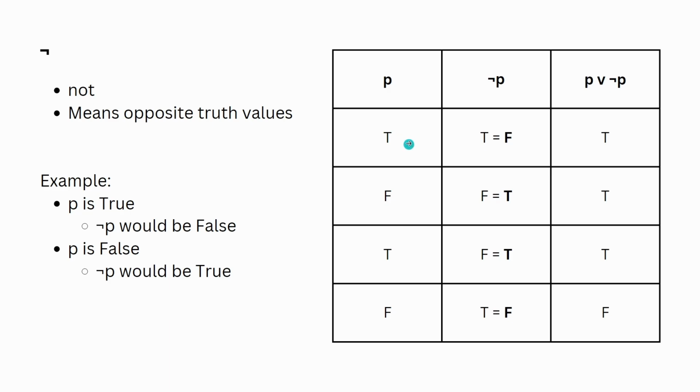So true and false will be true. P is false and not P is true, it will be true. P is true and not P is true, it will be true. P is false and not P is false, it will be false.